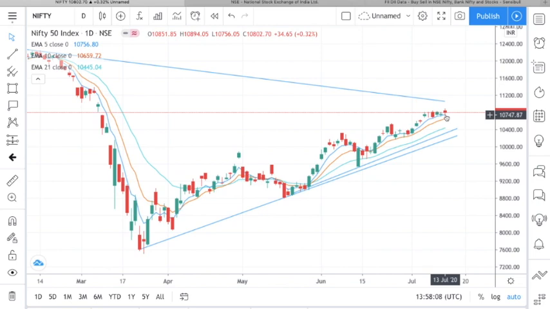10,756, which is the 5-period EMA, is a very strong support. If Nifty goes below this, we can expect it to go to the levels of 10,681, where the bi-weekly moving average lies. And if it crosses this, we can expect subsequently a very strong support at 10,447. So this is something which you should keep in mind.